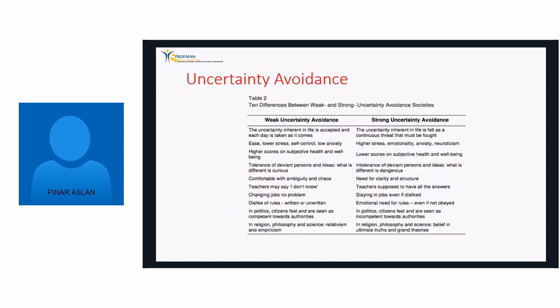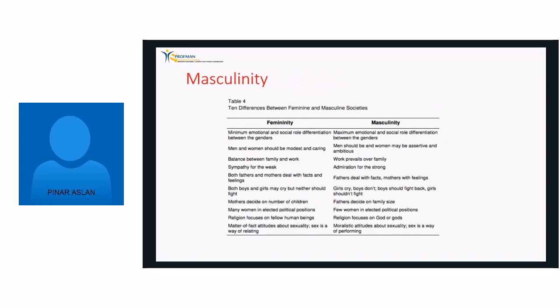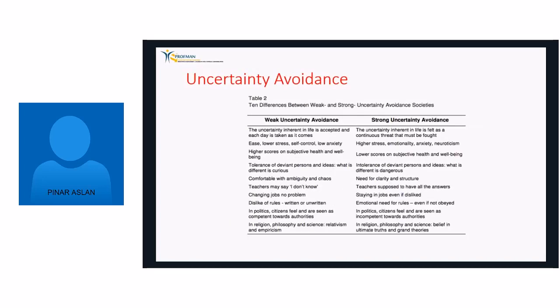And I'll take a look at the next one, that is uncertainty avoidance. This dimension explains the extent to which people feel threatened by ambiguity, that is, unstructured or unpredictable situations. To deal with such situations, some societies create security and institutions that try to prevent or avoid them. And let's have a look at our chart again. We have the differences.